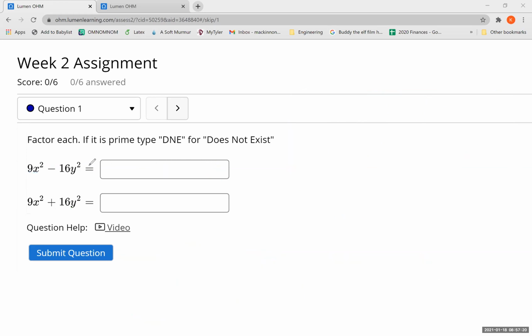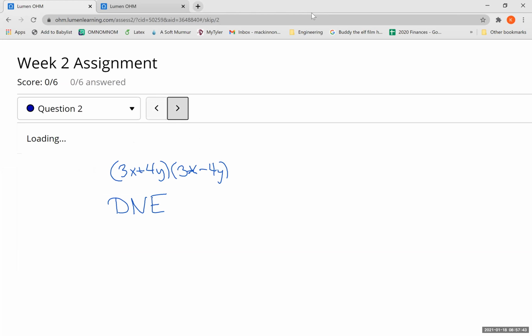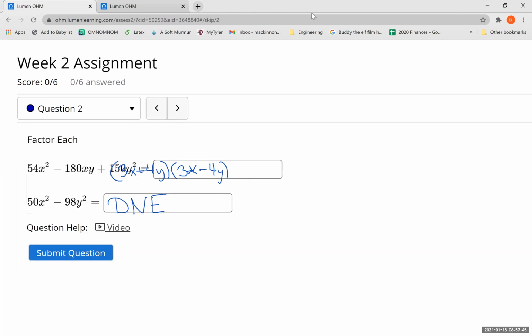So guess what? There is no formula for this. This is DNE. In some math classes, they would write prime. There's no factors, it's prime. Well, that's not a very useful thing there. So let's go ahead and clear all those drawings.